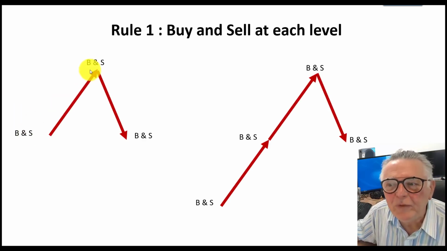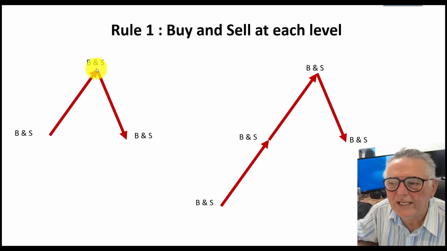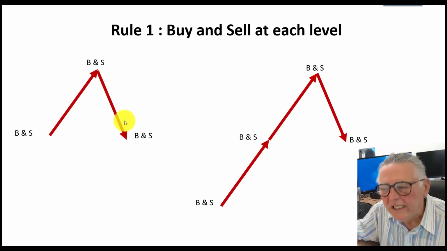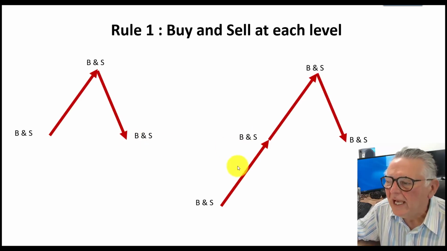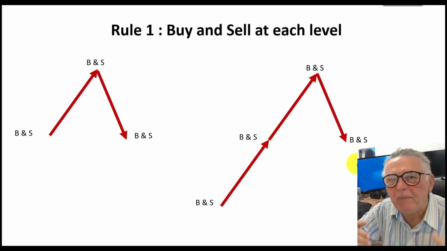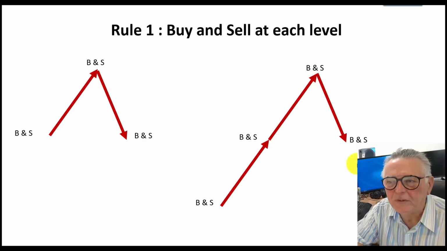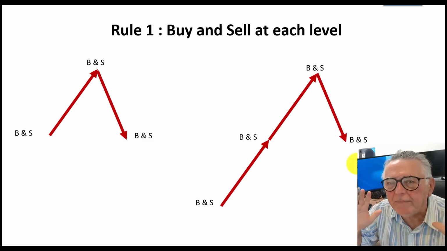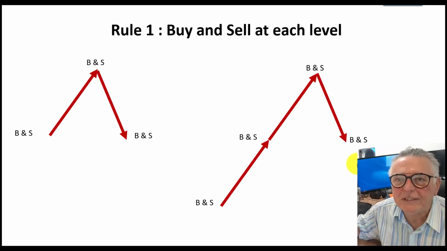But at every single level, so I would enter a buy and a sell at one grid level. If it goes up, I'd enter another buy and sell at that level. If it goes down, again, the same thing. And no matter what price action happens, you just enter buys and sells at each level. So that's rule number one. Very simple. If you just think about it, you're guaranteed to have a successful deal.